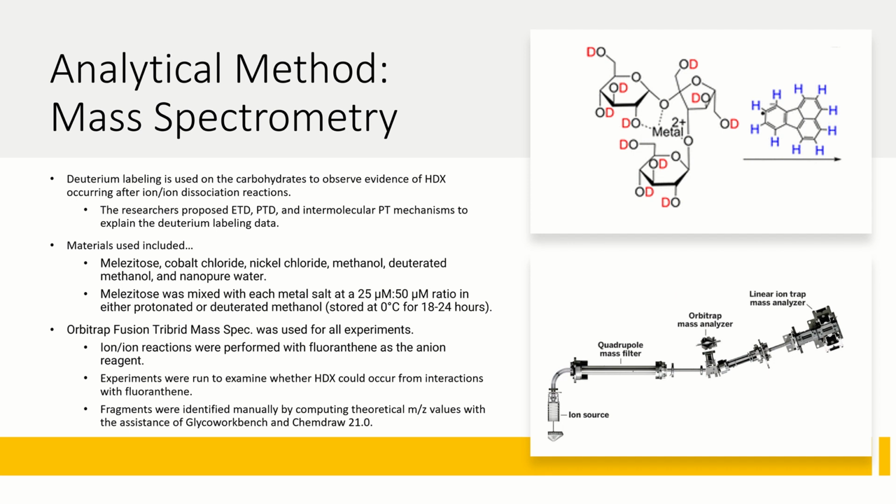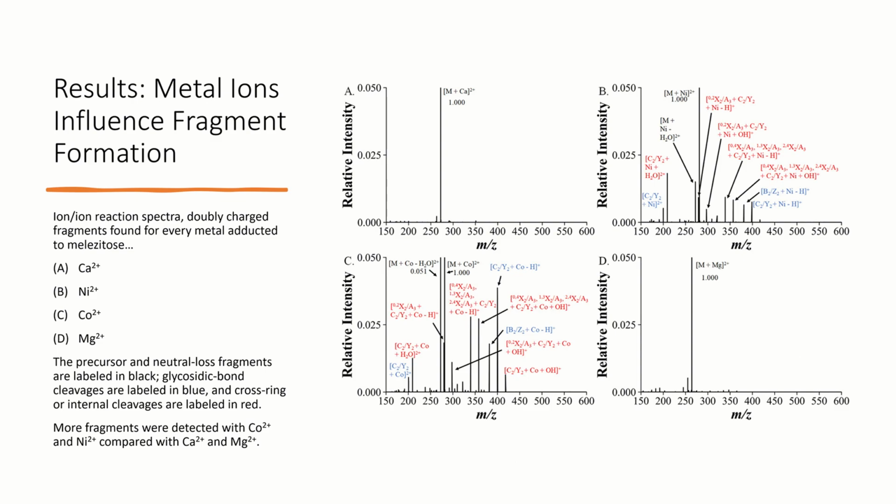Experiments were run to examine whether hydrogen-deuterium exchange could occur from interactions with fluoroethane, and fragments were identified manually by computing theoretical mass and charge values with the assistance of the GLYCOWORKBENCH and ChemDraw, two applications that are used in this research. So, the results.